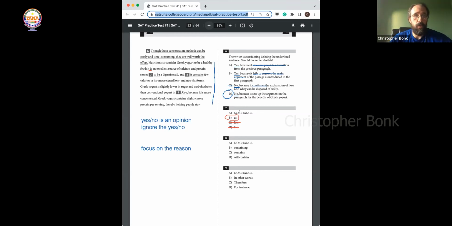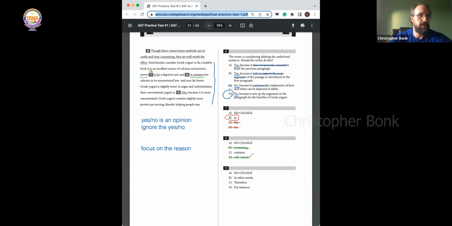Number 8 gets into more with the verb tense, but then there's also a part 2 to it. The first part of the verb tense is that we have to be consistent. We have "serves" is present tense. "It is" was also present tense. Therefore, this verb must also be present tense. That would get rid of "containing" and "will contain," leaving us with just A or C.